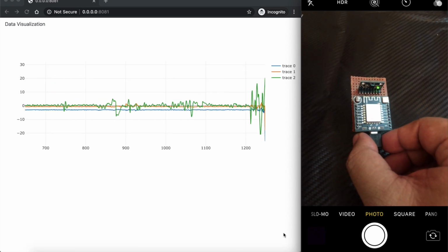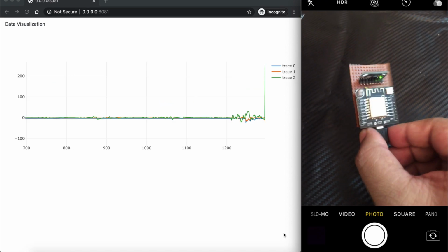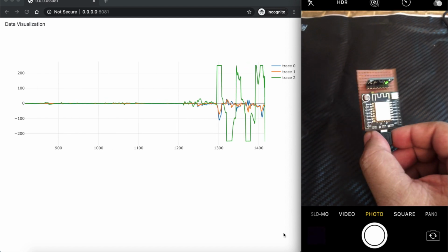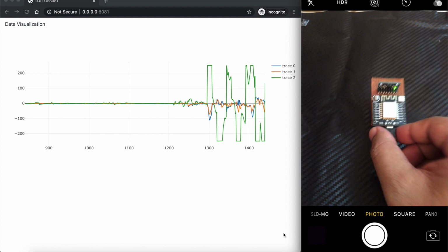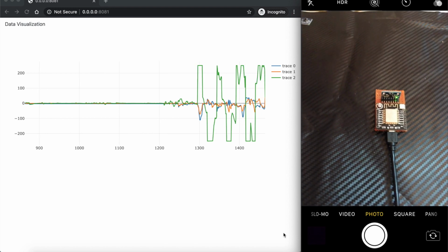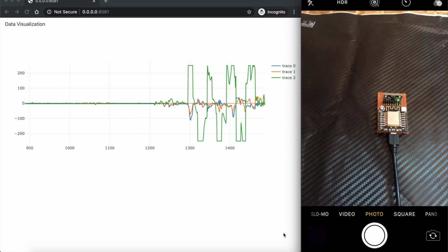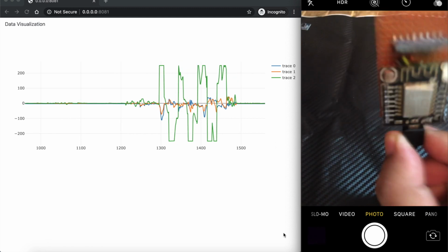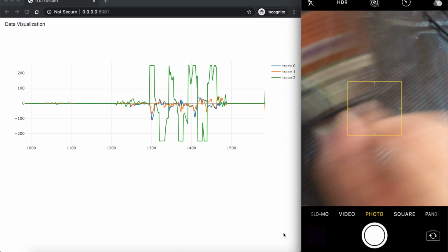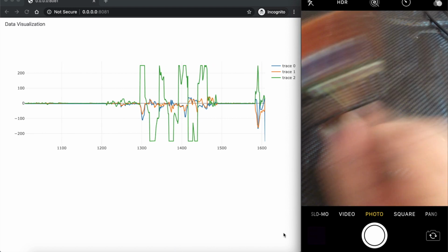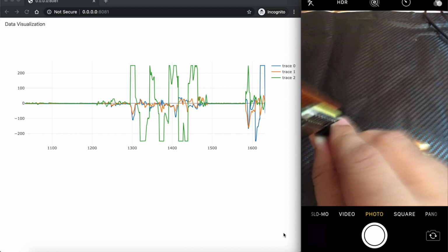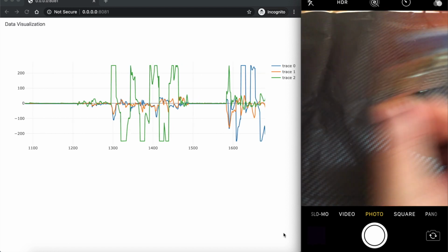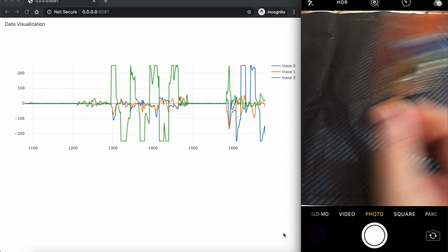So first I'm going to roll this. Now on the graph, as you can see, that green line is creating a very specific pattern. And now I'm going to move this thing like this. And now you see this blue line is creating the pattern.